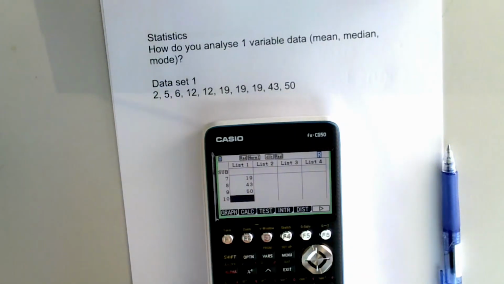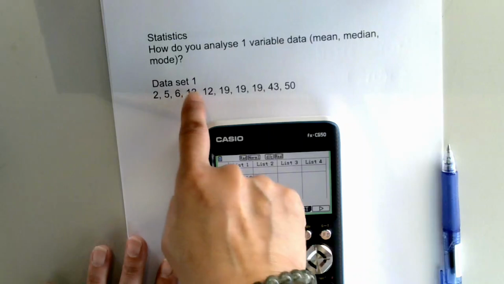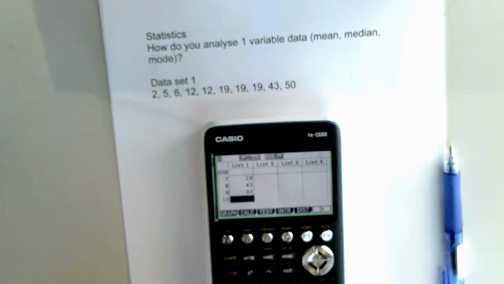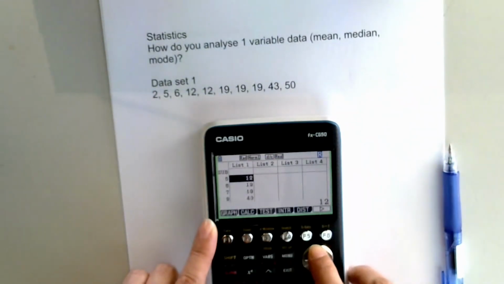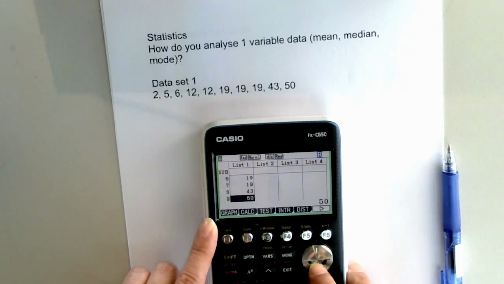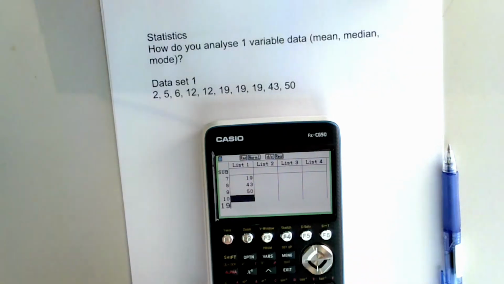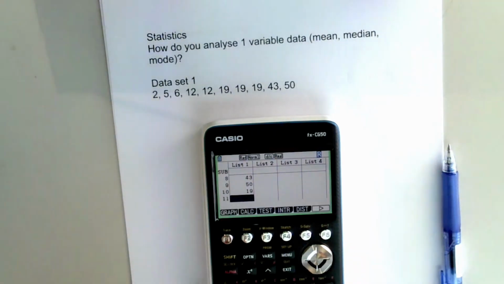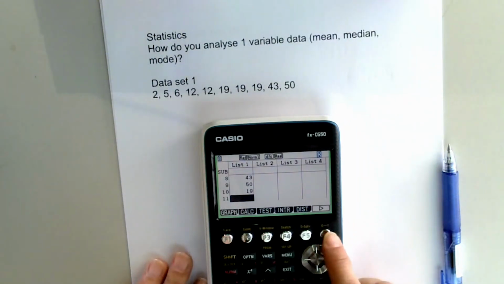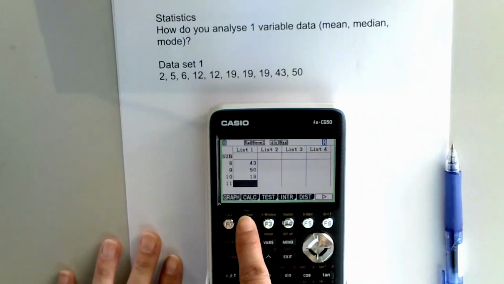9 data, usually I will count it one more time. 1, 2, 3, 4, 5, 6, 7, 8, 9, 10. Huh? I missed one? Ah, that's why we need to check. Thank you. All right. So I need to find the mean, mode, median. Actually, they gave you more than that. So we go to cal.